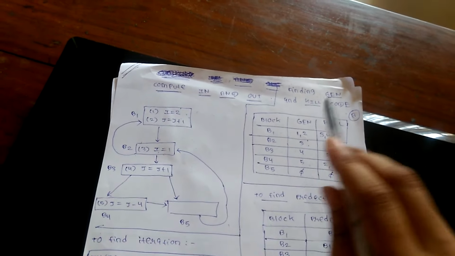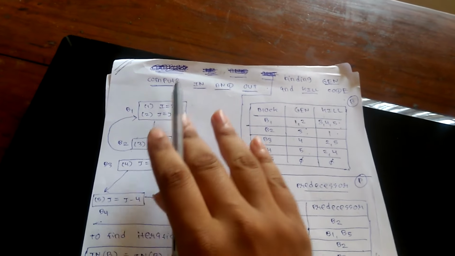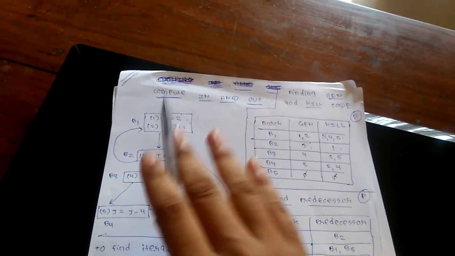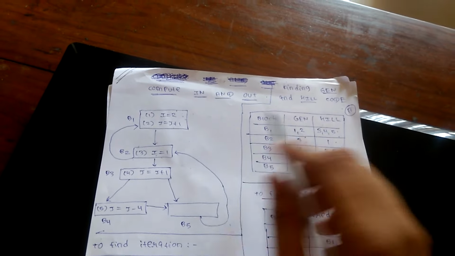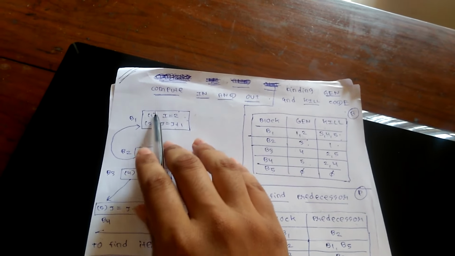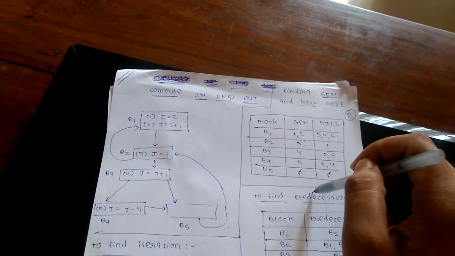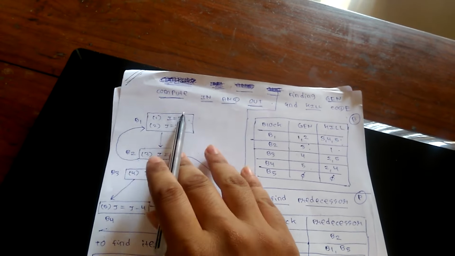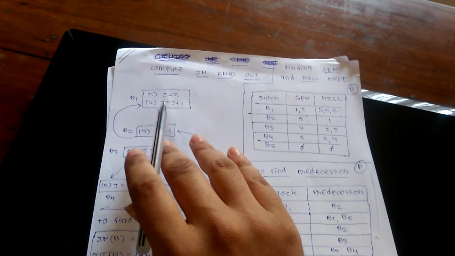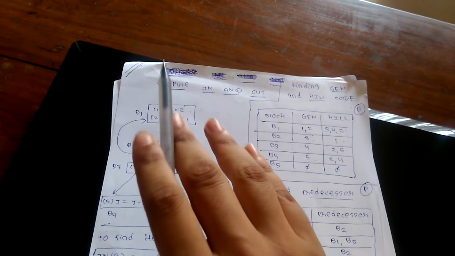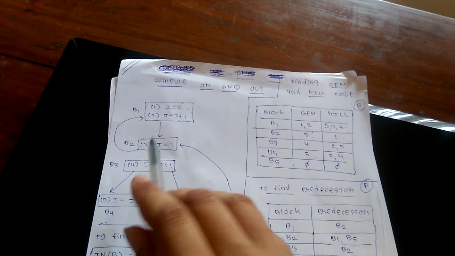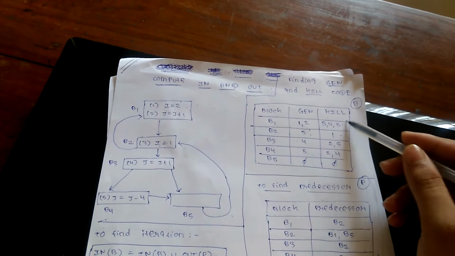So basically what is gen and kill is that the functions in the block which are defined inside that block, we will put those numbers of the instructions in the gen column, and the functions which are defined in the block B1 and also which are defined in the other blocks, we will put those functions in kill.